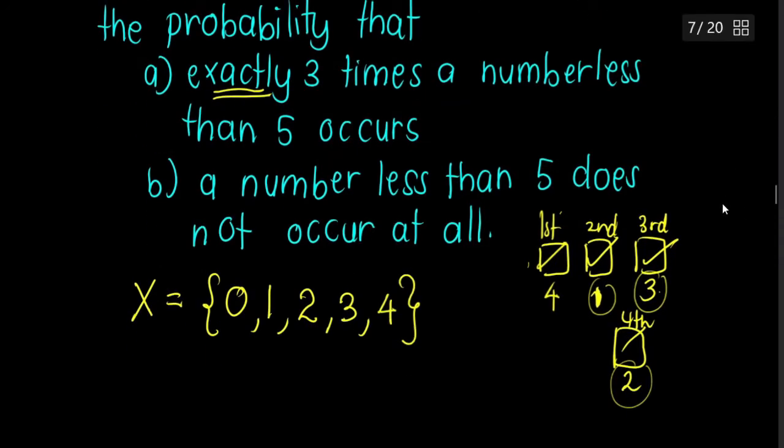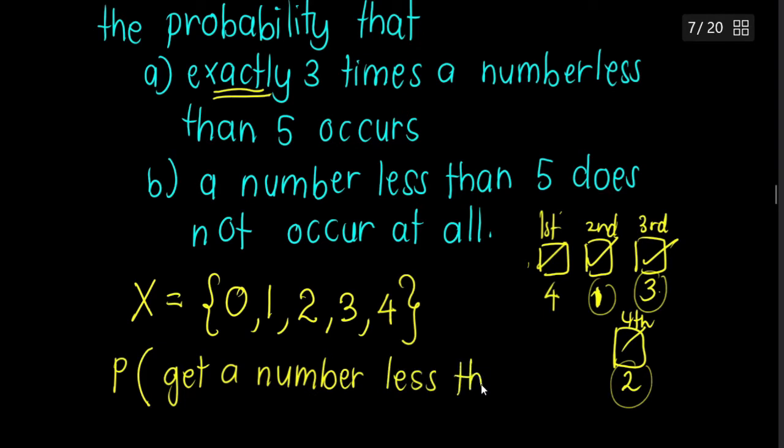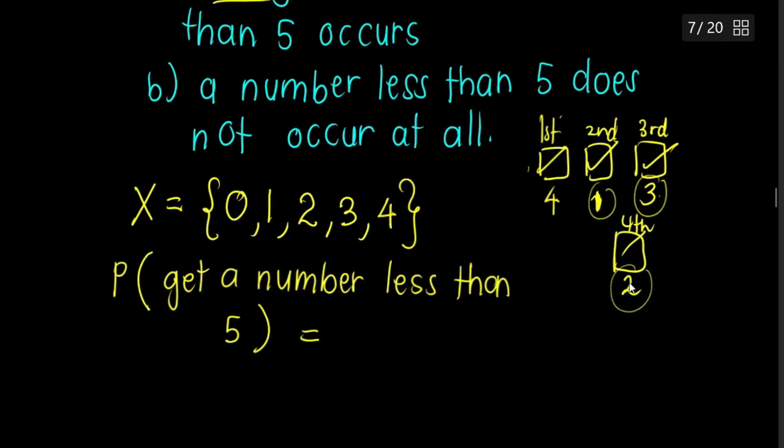Now you can find the probability. Remember, what is our probability here? We are getting a number less than 5. So what is the probability of getting a number less than 5? In total we have 6 numbers. If I get less than 5, that means number 1, number 2, number 3, or number 4. So in total I have 4 possibilities only.